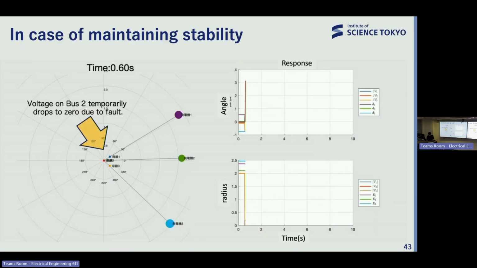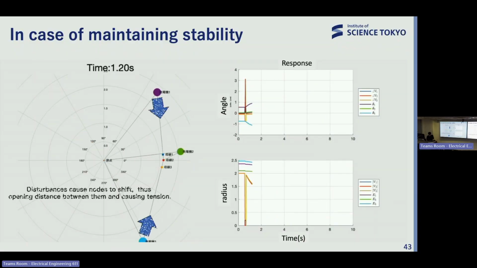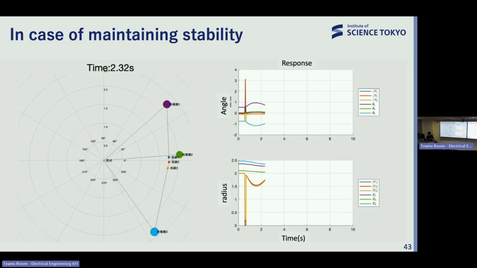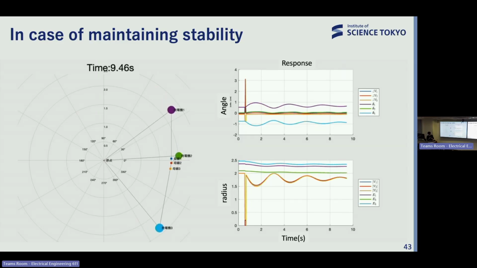So when a ground fault occurs, the voltage at a particular bus temporarily drops to zero. After the fault clears, the power system attempts to return to its original state. Due to the state transition during the fault, a pulling force acts on each node, like springs pulling them back to their original positions. The animation shows the system oscillating and eventually returning to a steady state.